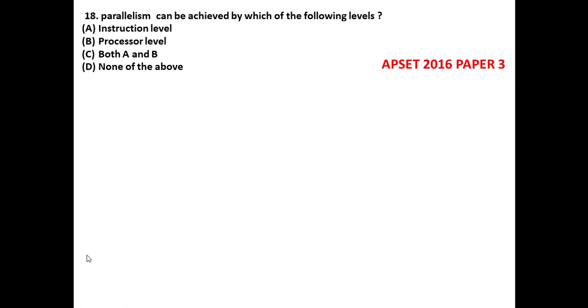And see the next question, the question number 18. Parallelism can be achieved by which of the following levels? So right here the parallelism can be achieved by using the 2 levels. One is the instruction level and next one is a processor level. So that the answer for this question is an option number C.